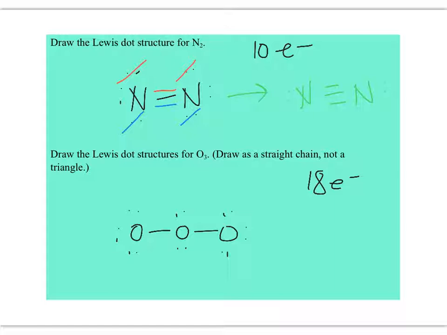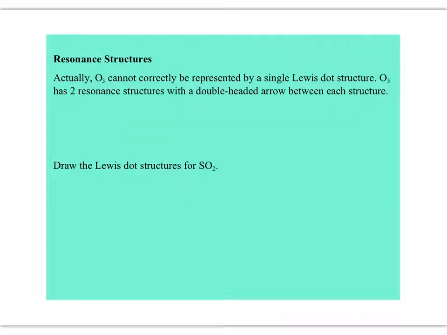And so I'm going to take a pair of electrons off the central atom, and then one of the 2 other atoms, I'm going to do this one, and then in between those 2 atoms, I'm going to put in a double bond. That is 18 electrons, and that is the Lewis dot structure. However, I could just as easily have put the double bond on the right side.